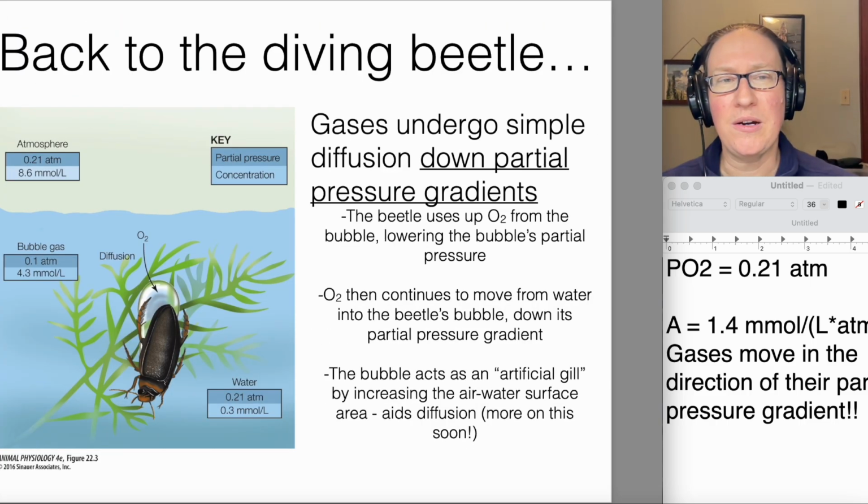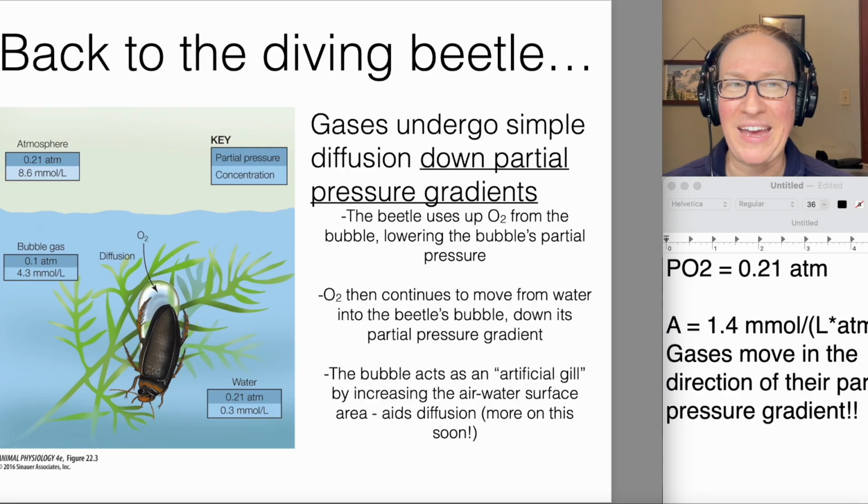Okay, so now we're ready to go back to the puzzle of how diving beetles manage to stay underwater for hours and hours at a time, even though they're air breathers. So they're not holding their breath to accomplish this. They're using some tricks. If we just keep in mind that the major driver for moving gases is partial pressure gradients, and that gases will undergo simple diffusion down their partial pressure gradients, let's now study what happens with these diving beetles to understand what's taking place in them.